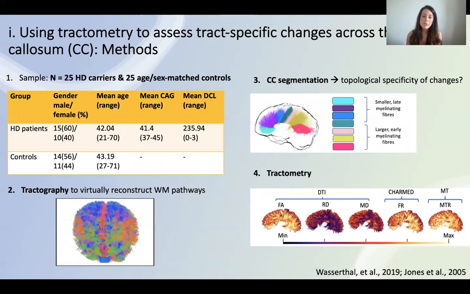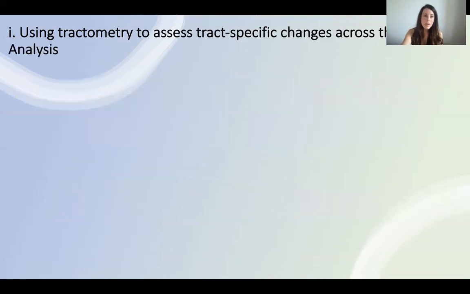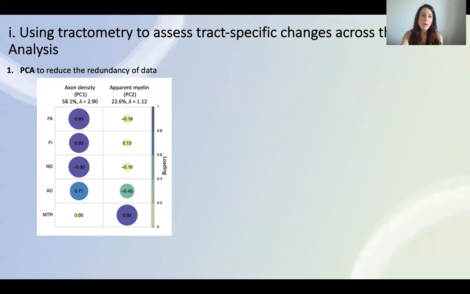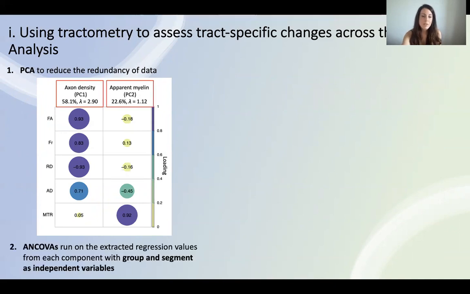Hopefully you'll see here how each microstructural parameter presents a different spatial distribution and should therefore give us complementary information. We used PCA to reduce data dimensionality and extract 2 components, an axon density component and an apparent myelin component. We then assessed the effects of group and segment on these components.